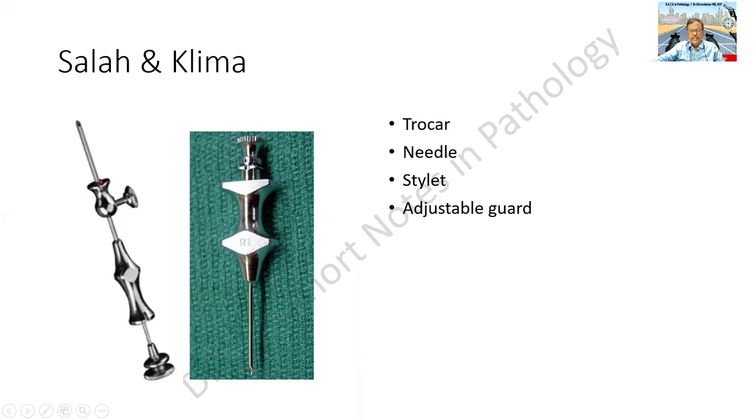This is called the laterally adjustable guard. Guard means there is a screw-like thing. Depending upon the thickness of the bone, this can be adjusted. For example, if you are going to do a bone marrow aspiration in a young child, this can be pushed even further up because the bone is much thinner than the adult, whereas in an adult it can be lower down. So this is a laterally adjustable guard. This is a Salah needle. Another needle is also there which is almost similar, but it doesn't have a lateral guard. That is called Klima's needle. So these are the parts of the needle.